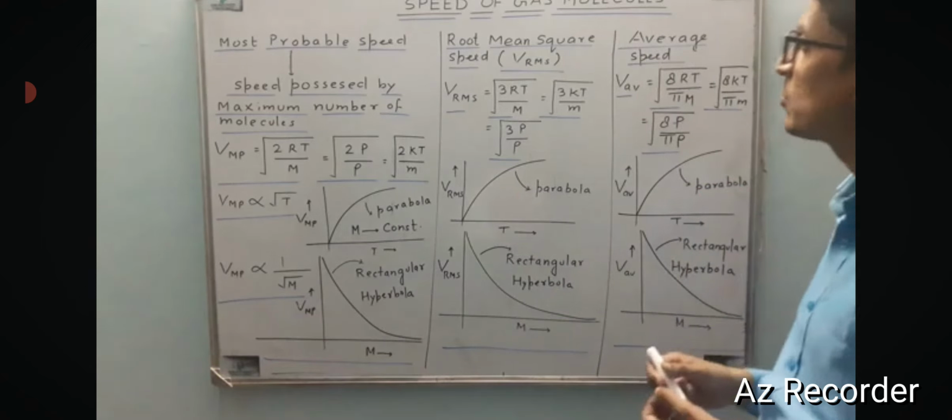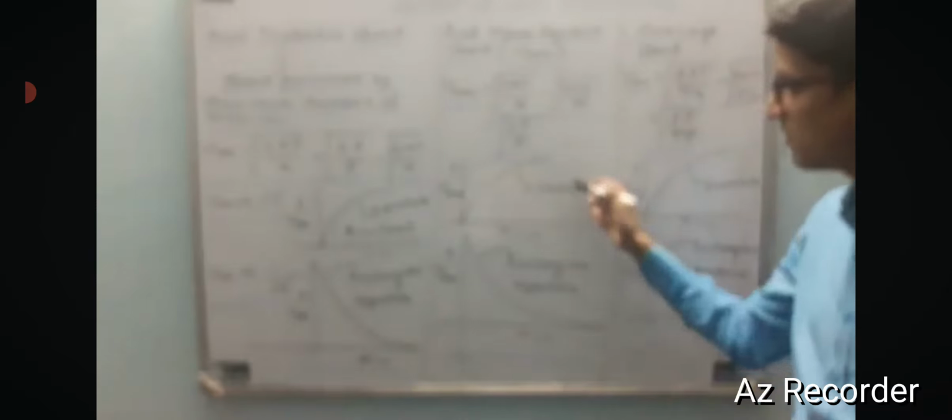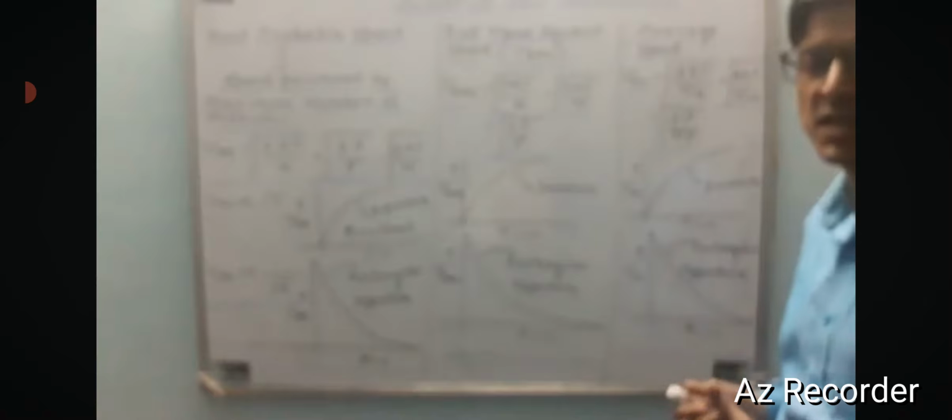Secondly, we have for root mean square speed as root 3RT by M, which is root 3kT by m, which is root 3P by rho. Similarly, the graph of Vrms versus T will be a parabola, while that of Vrms and M will be rectangular hyperbola. For average speed, we have V average is root 8RT by pi M, root 8kT by pi m, root 8P by pi rho. V average versus T graph is a parabola, V average versus M graph is a rectangular hyperbola. So this is the way how speed can be categorized.